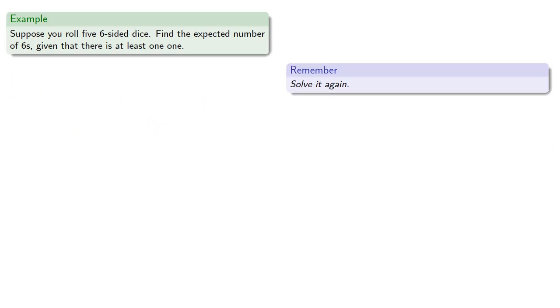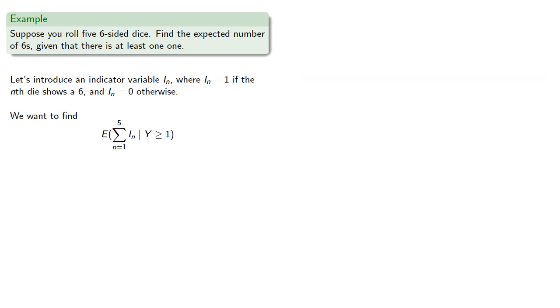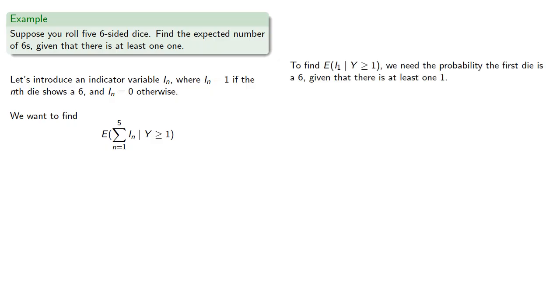But let's solve it again. Let's introduce an indicator variable, I_n, where I_n is 1 if the nth die shows a 6 and 0 otherwise. So we want to find the expected value of the sum, given that y is greater than or equal to 1. So let's start by finding the expected value of I_1, given that y is greater than or equal to 1. We need the probability the first die is a 6, given that there is at least one 1 among the dice. And so that means we need the probability of the conjunction.